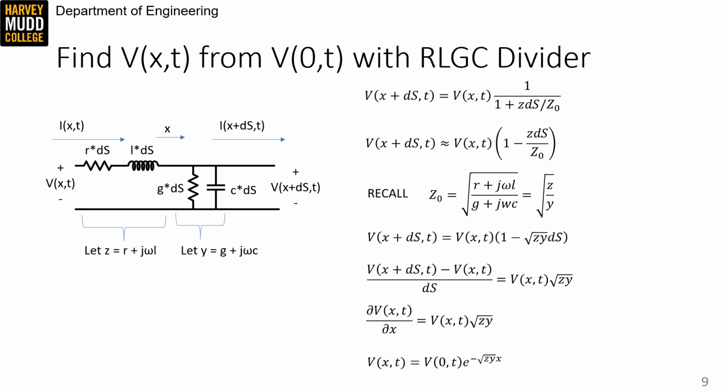Before we leave this slide, I want to re-emphasize the main takeaway. We've found a really useful equation. This last equation lets us find voltage anywhere on a transmission line if we know the voltage at one spot. Specifically, we find voltages at other parts of the transmission line by scaling our one known voltage exponentially.